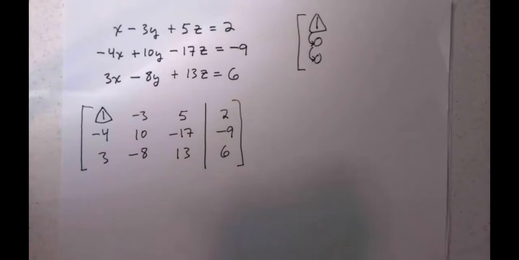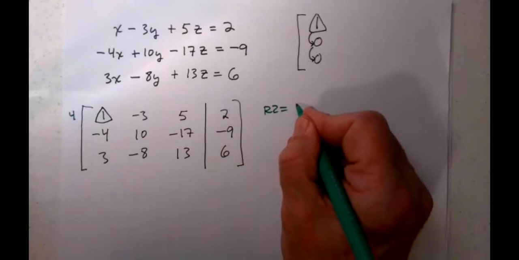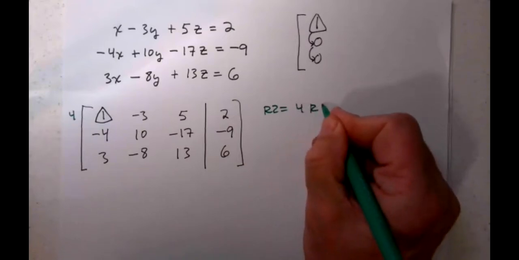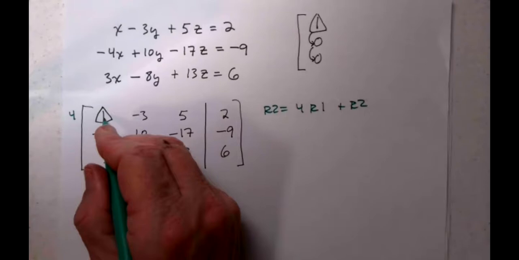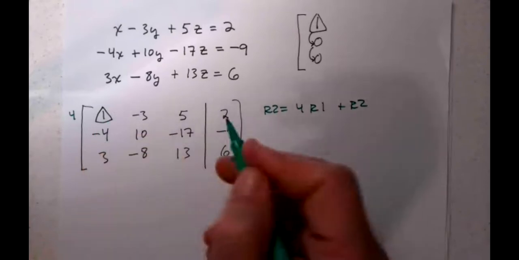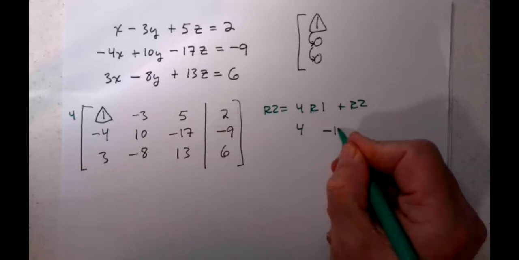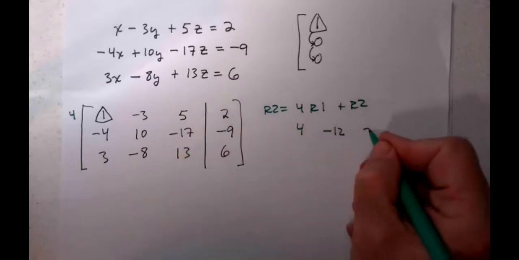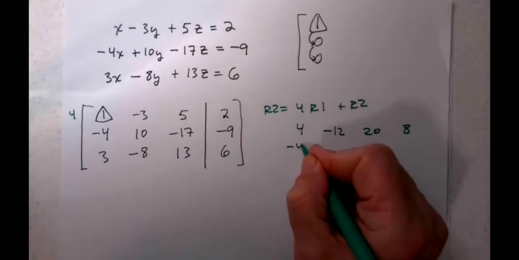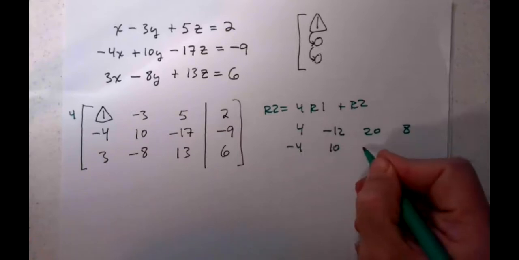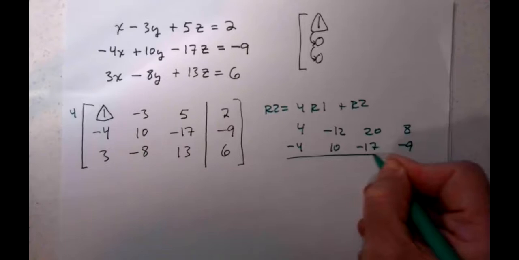So we're going to say our new row 2 is positive 4 times the old row 1 plus the old row 2. Because 4 times 1 is 4 plus negative 4 would give me 0. So let's see, 4 times 1 is 4. 4 times negative 3 is negative 12. 4 times 5 is 20, and 4 times 2 is 8. Then we have negative 4 and 10, and negative 17 and negative 9.